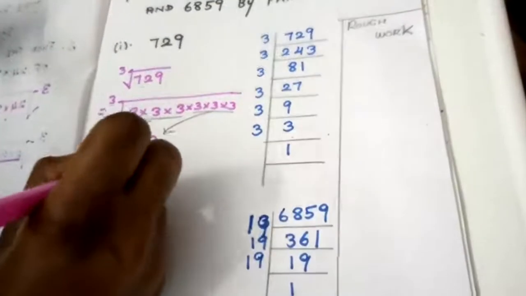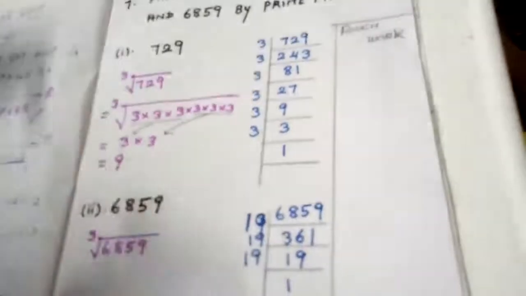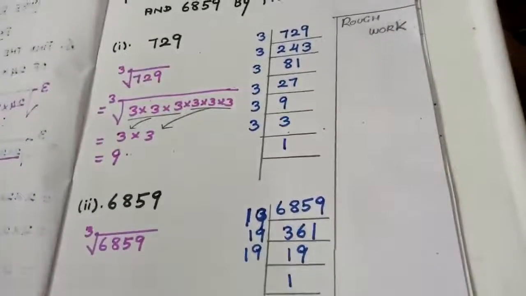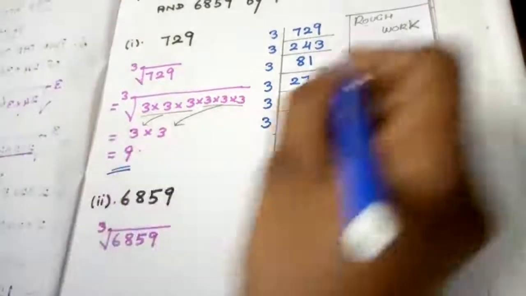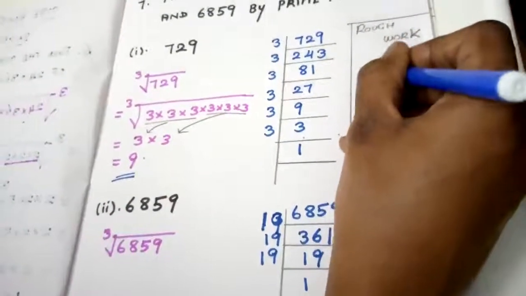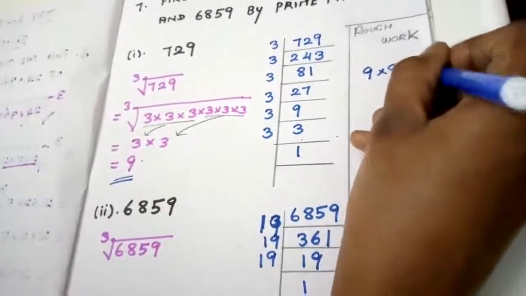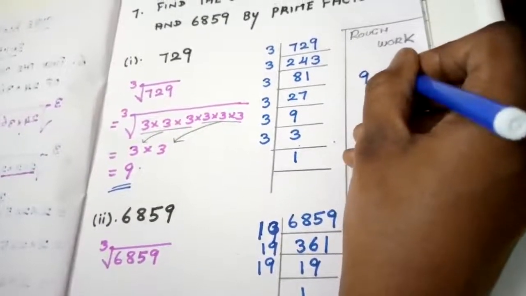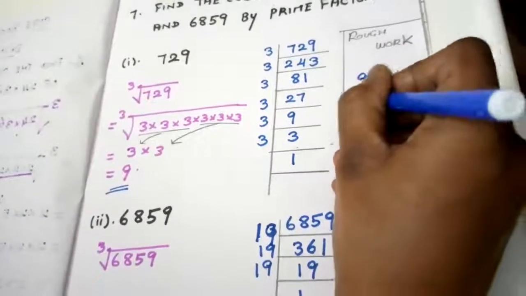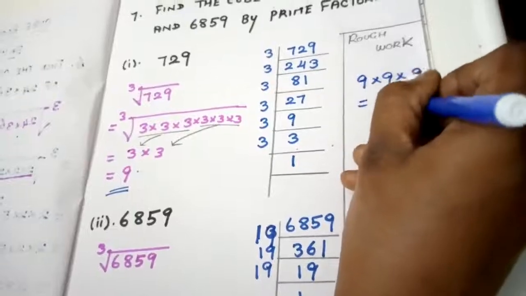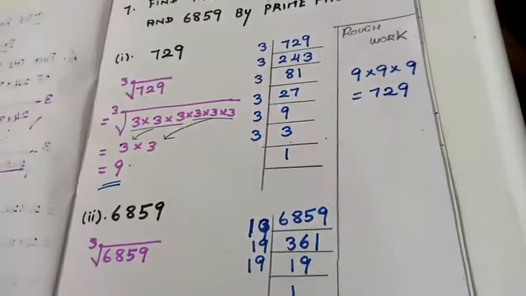And what is the answer I am getting here? 3 3s are 9. Now how to check whether this answer is correct or not? The way of checking is, the answer I am getting here is 9. Go to the rough work, multiply the 9 3 times. 9 into 9 into 9, 9 9s are 81. 81 into 9, you will get the answer as 729.